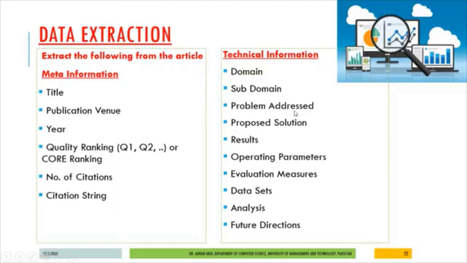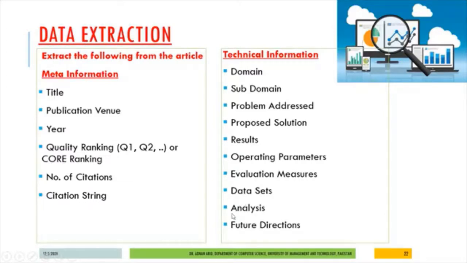So the problem addressed in a given primary study, we need to write which problem was addressed, what type of solution was proposed, and what were the results that we achieved in that study, the operating parameters and the evaluation measures. I'll explain it with the help of an example instead of explaining it here. And the data set which were used to evaluate the results or to perform the experimentation.